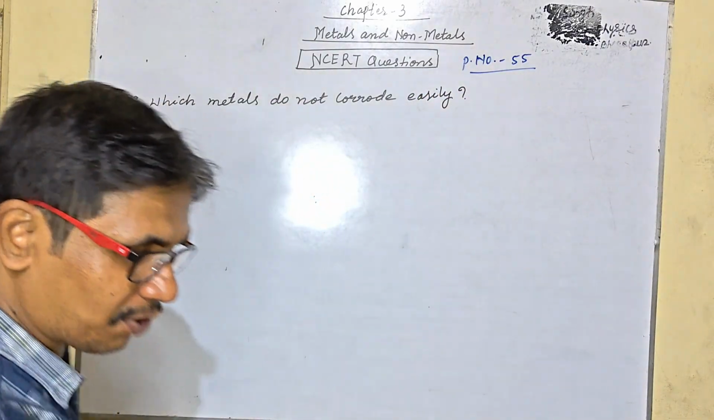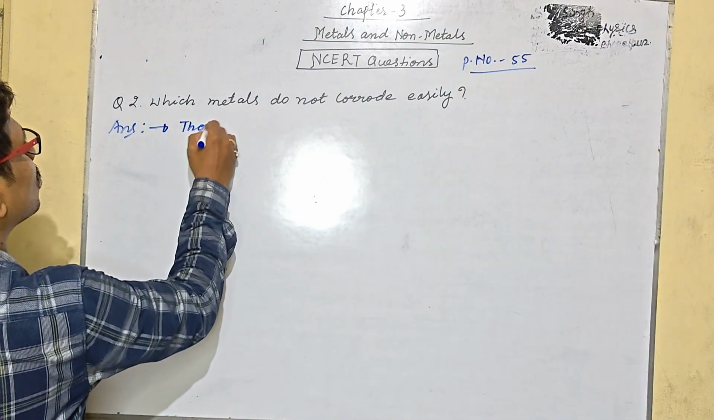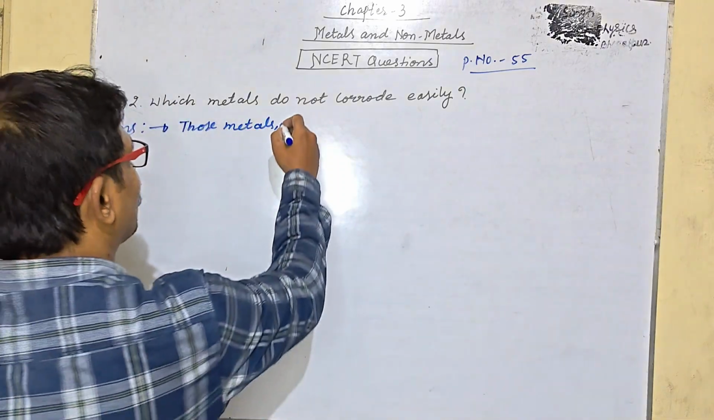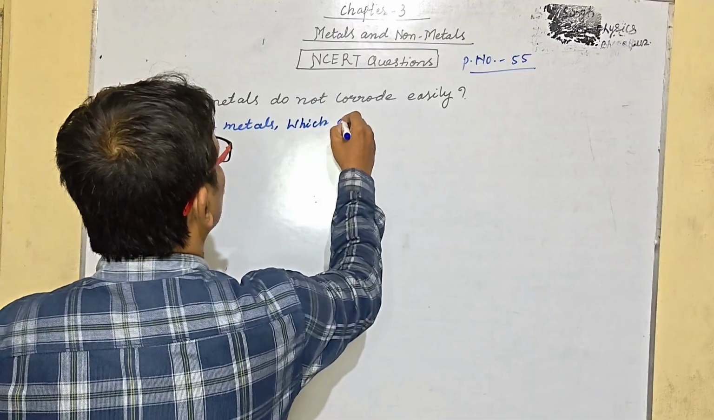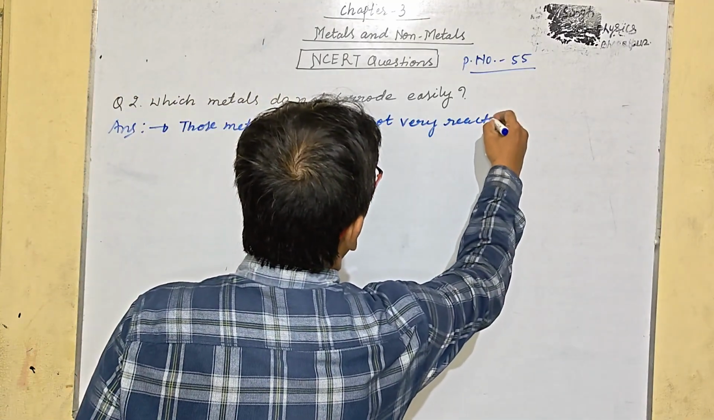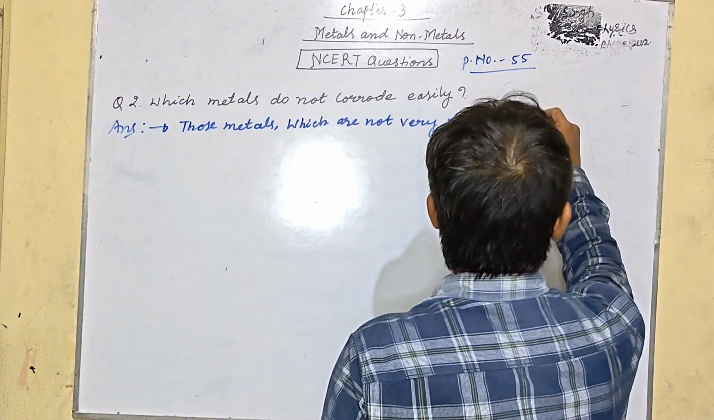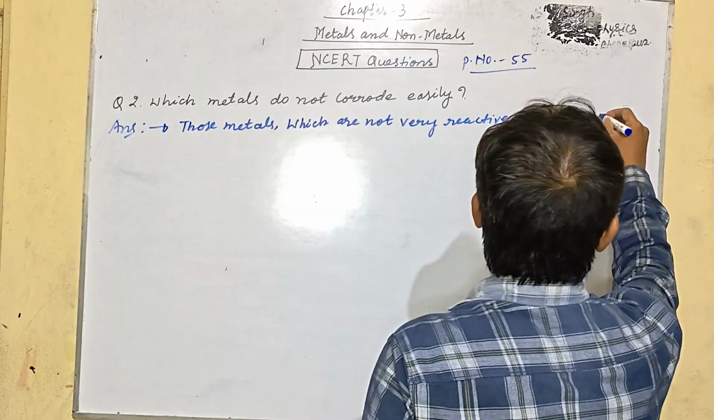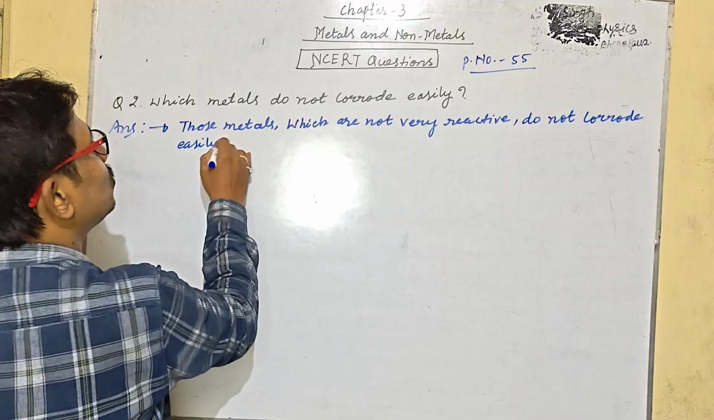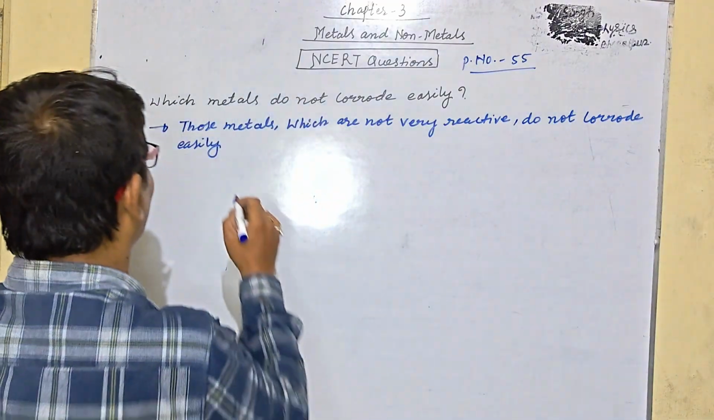Those metals which are not very reactive do not corrode easily. So the metals which are not very reactive, it means they are less reactive, do not corrode easily.